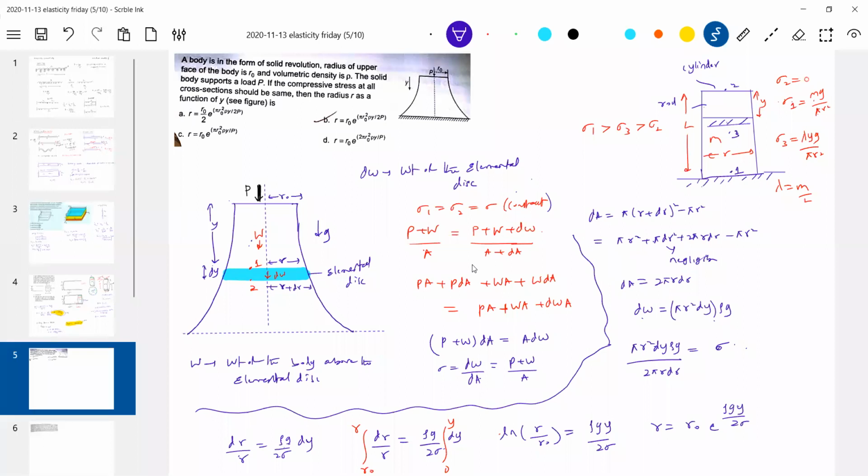P is a pressure, P is a force here. And tell me what is the stress at the highest point? Sigma will be P by pi R naught square. That is what I'm going to replace. So the final answer will be sigma will be pi R square.